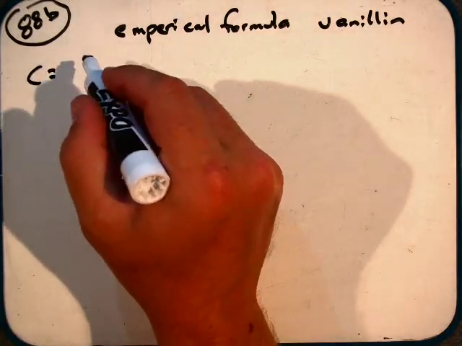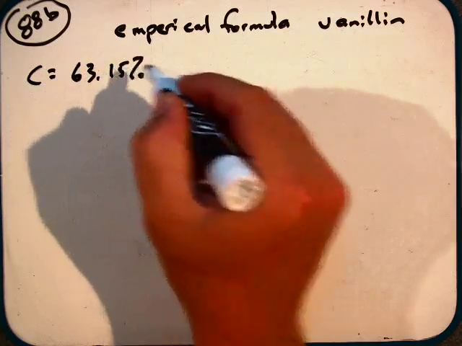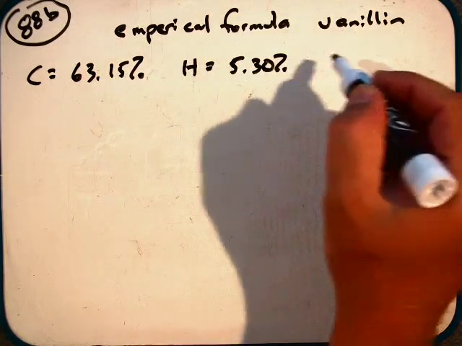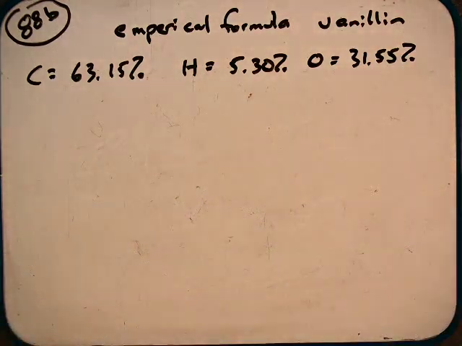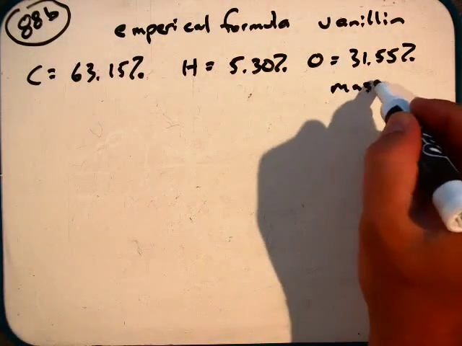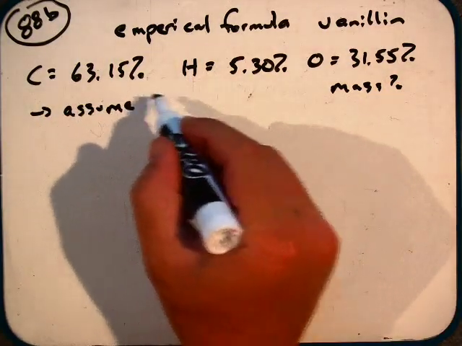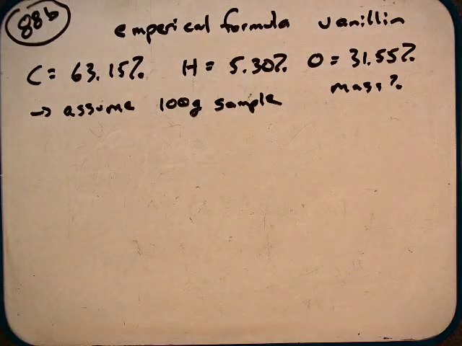And we're given some information. We're told that by mass we have 63.15% carbon in vanillin. We have 5.30% hydrogen in vanillin, and we have 31.55% oxygen in vanillin. These are all mass percents. So the first thing to make things easy with this type of question is just assume 100 grams of sample. Assume that we have 100 grams of vanillin that gave us this result, the 63% carbon, 5% hydrogen, 31% oxygen.